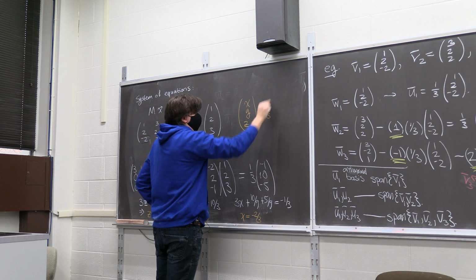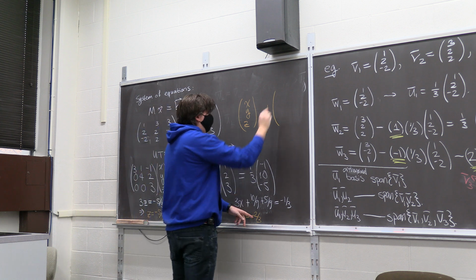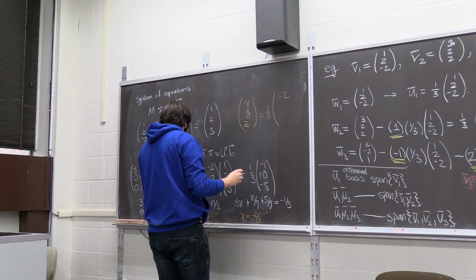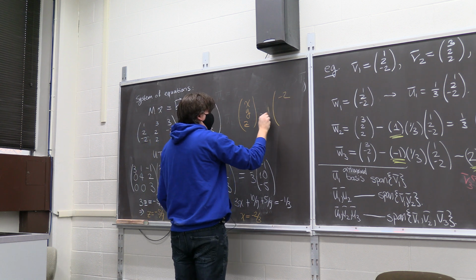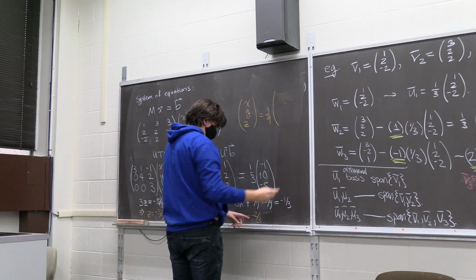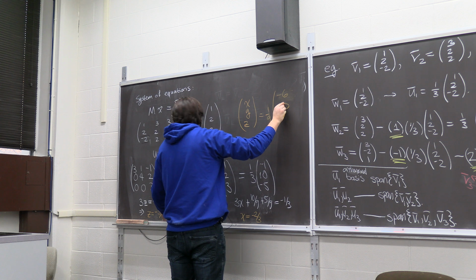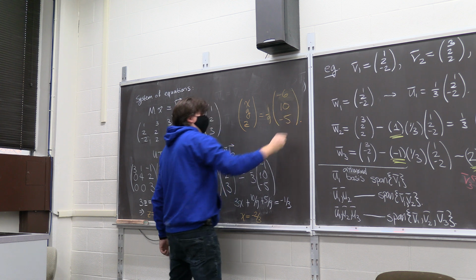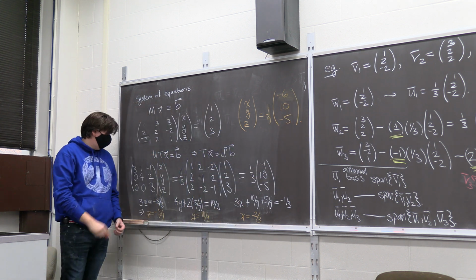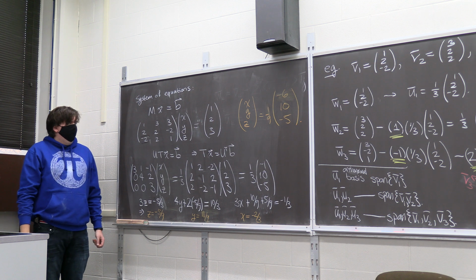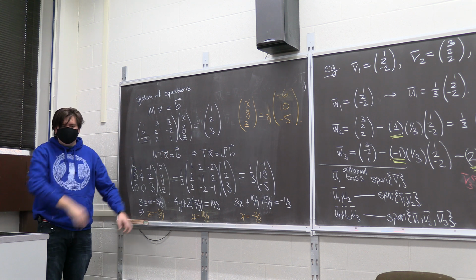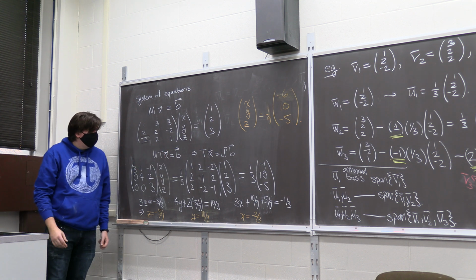to be 1/3 of -2. Oh, I shouldn't have done 1/3. 1/9 of -6, 10, and -5. There's your solution, up to human error. Okay.